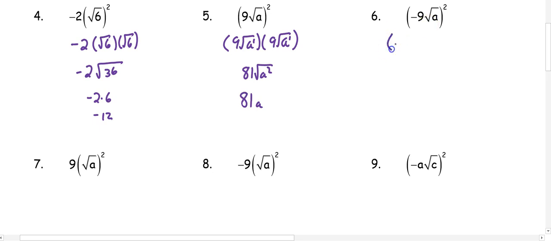Number 6, we have negative 9 root a times negative 9 root a. So negative 9 times negative 9 is 81. Root a times a gets us a squared. Remember, the square root of a squared is just a, so we have 81a.